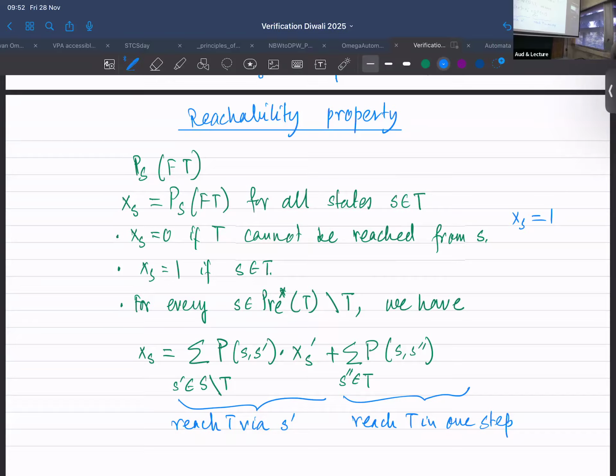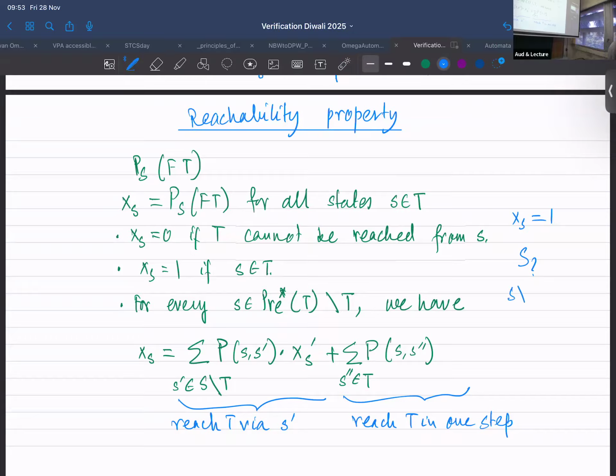So this is not an if and only if. It is just that if S belongs to T, then xs is 1. But it can be possible that there are some states outside T for which xs is also 1. So when we are setting up the linear equations, we set them up with variables corresponding to these states S, right?